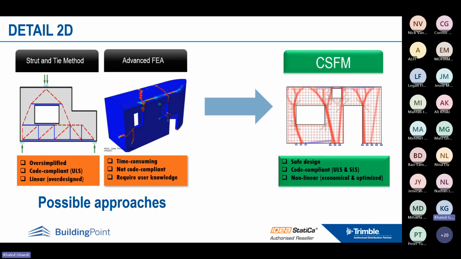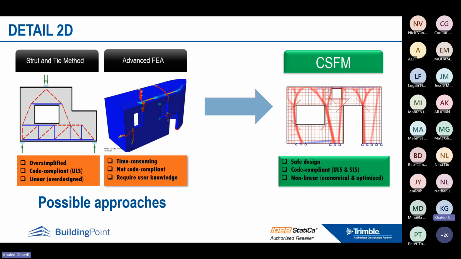As I mentioned, the possible approach is using the strut-and-tie method, and here I try to give you some hints about what problems we usually have with it. Usually they are oversimplified. They are code compliant, but only for strength, or ULS. We cannot go beyond the ULS to check, for example, serviceability, or the deformation of the section. So we cannot go to that level. And since the method is simplified, we are just in the linear region. That's why we can say that we always have over-designed results.